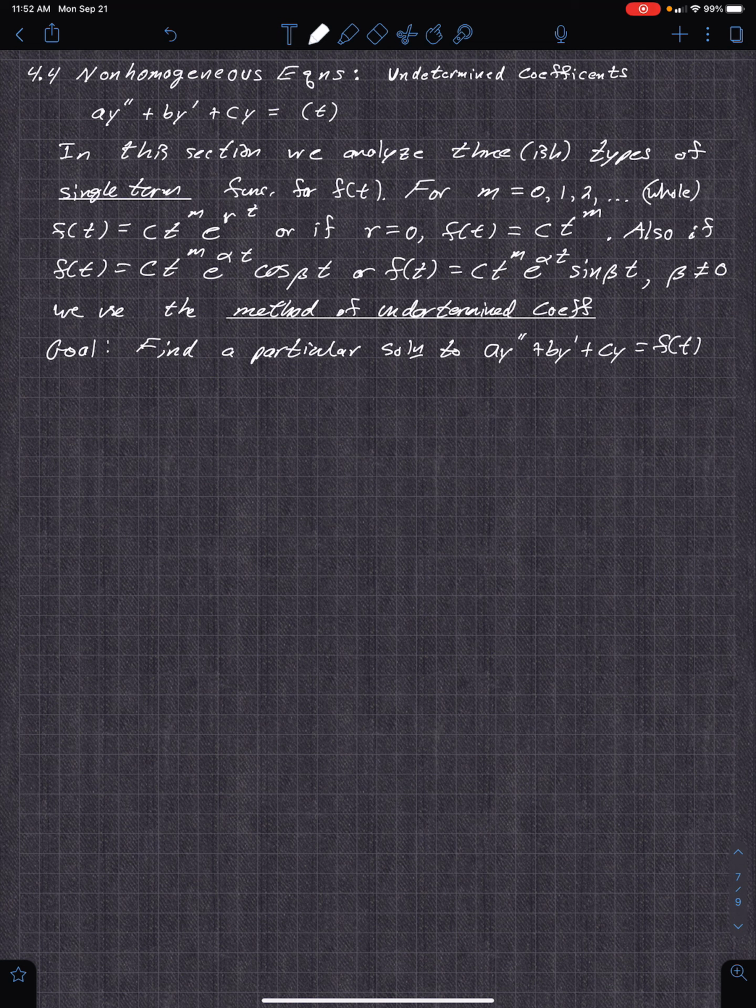So what you get then is that, where f of t equals c t to the m, that's like your polynomial, e to the rt, or the other two cases: f of t equals c t to the m, e to the alpha t, cosine beta t, or f of t equals c t to the m, e to the alpha t, sine beta t.